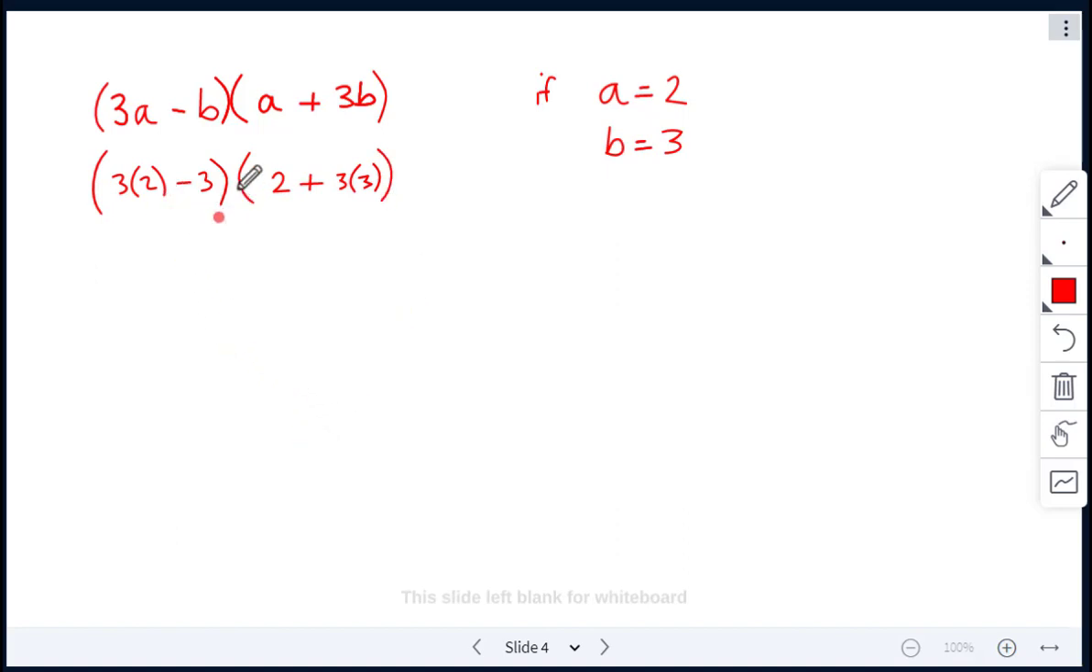All right, so here I end up with, in this bracket, it will be 6 minus 3. And in my other bracket, I end up with 2 plus 9. Let's keep working in the brackets. 6 minus 3 is 3. And then 2 plus 9 is 11. Okay, and now we have bracket and bracket. Brackets next to brackets, that means multiplication. So 3 times 11 here, which is 33.